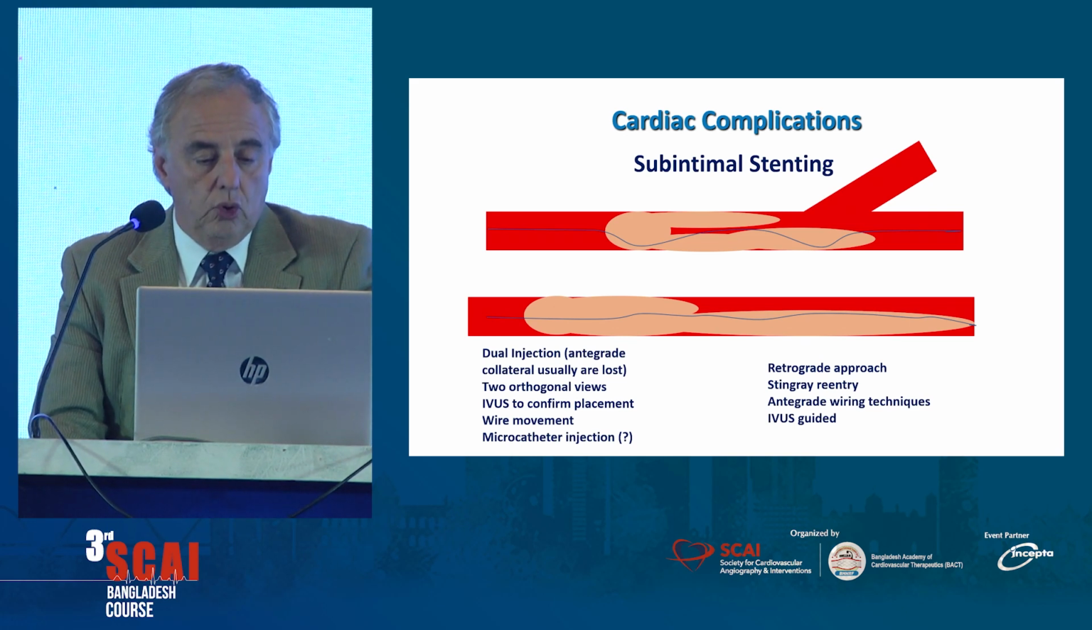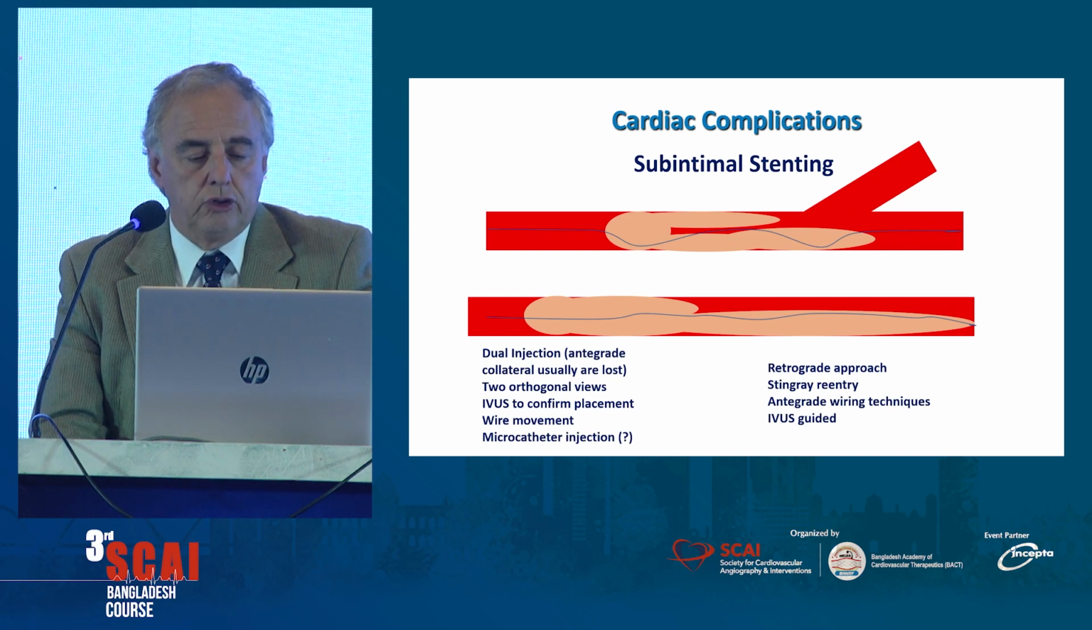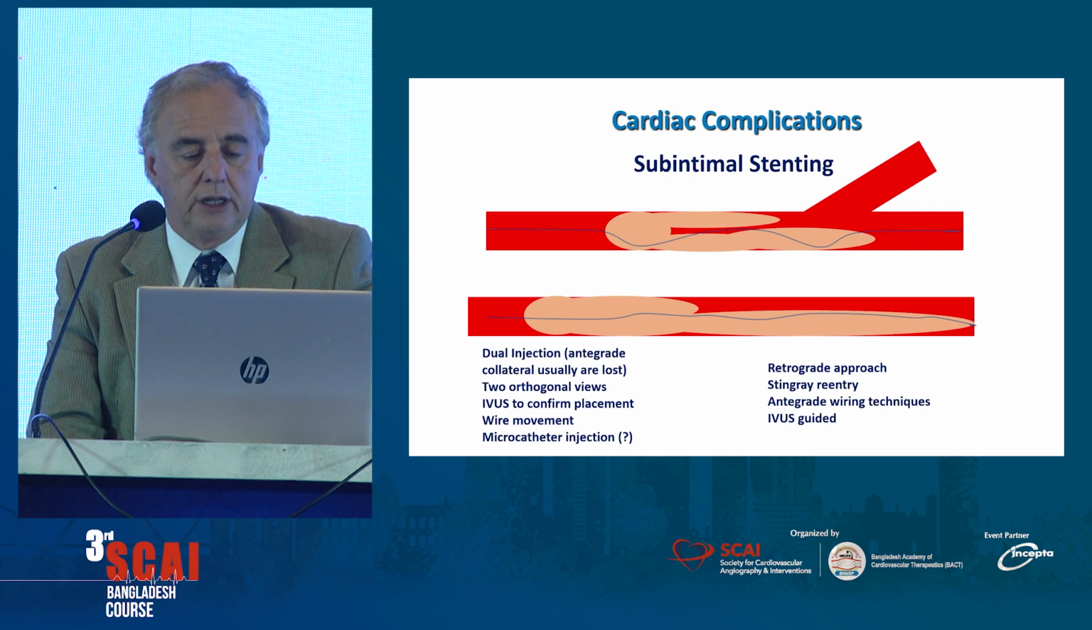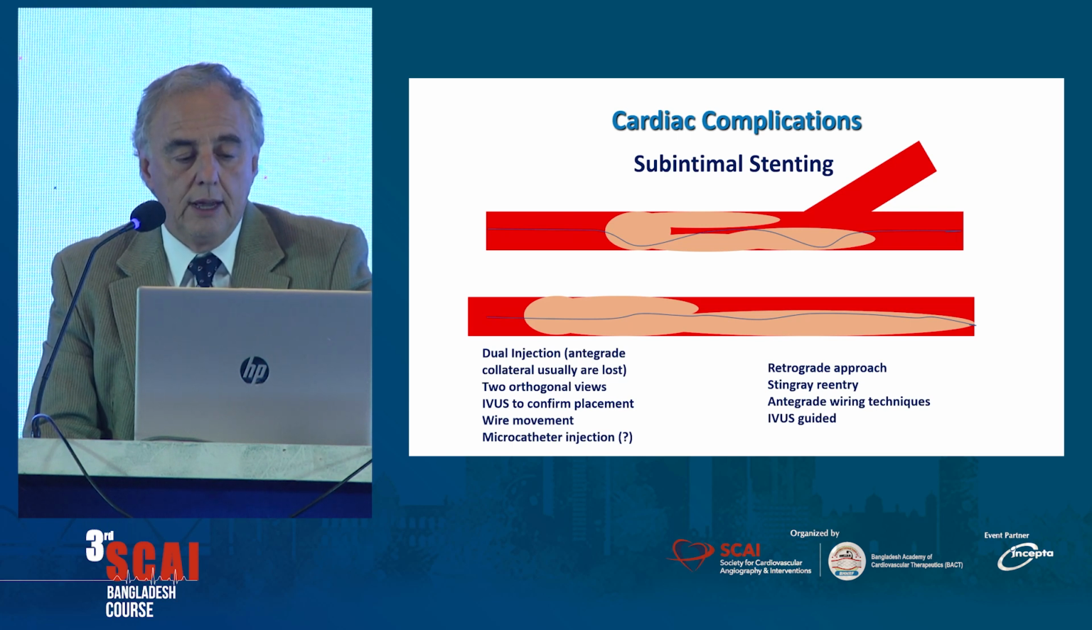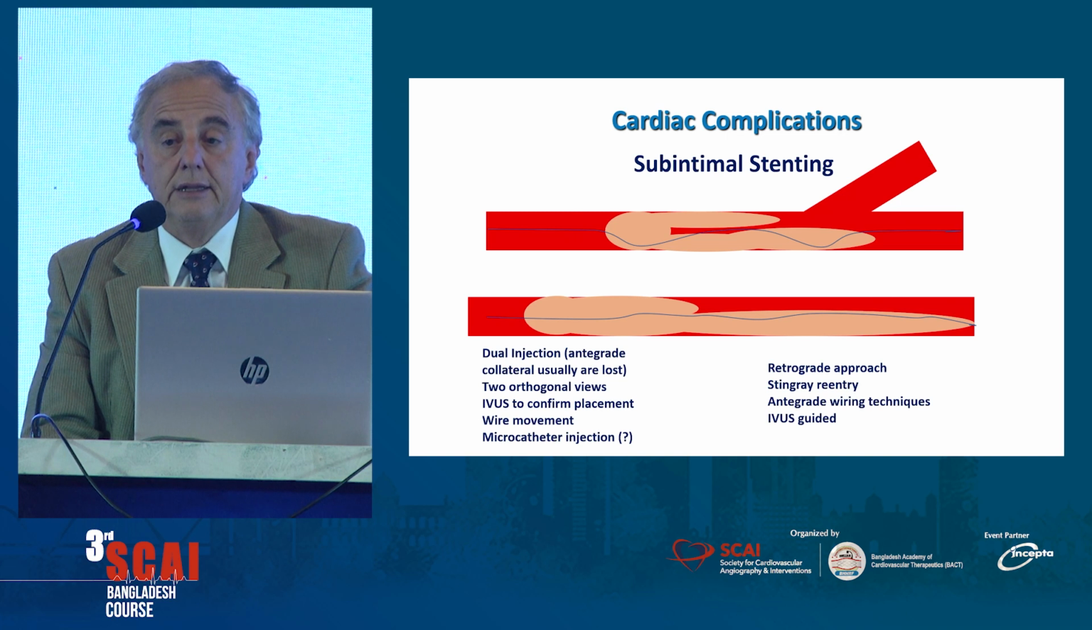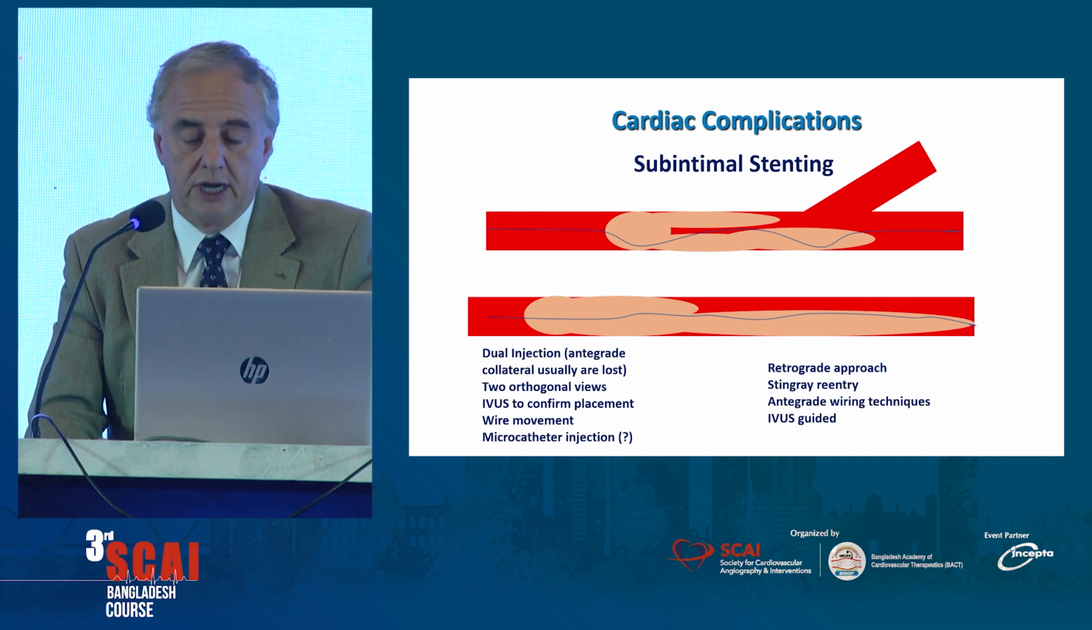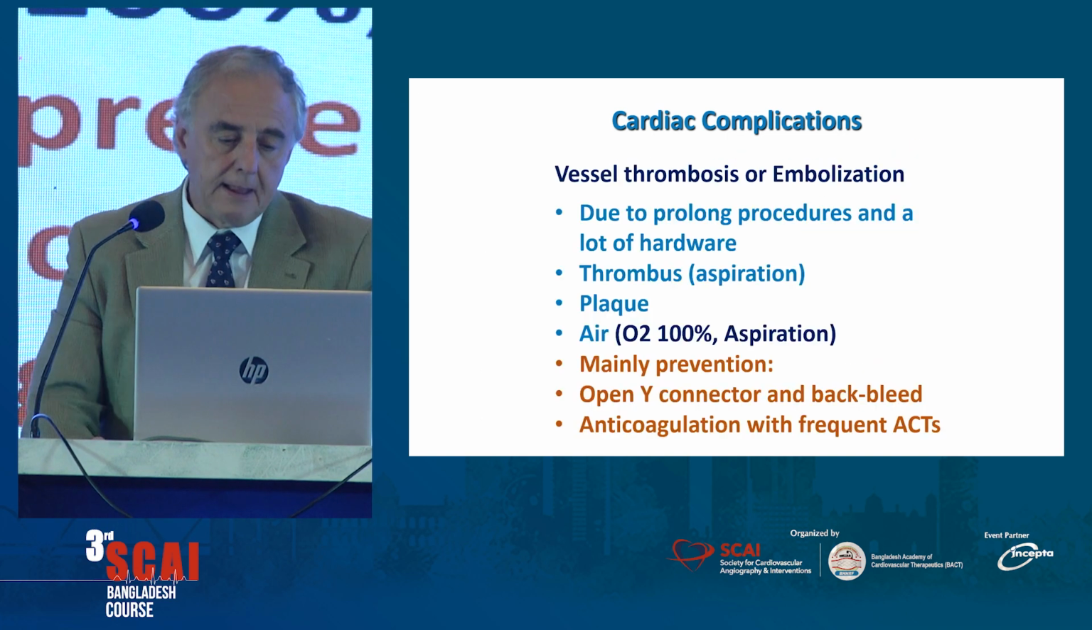So what happens is you go into the subintimal, and you may go into the true lumen, and then you go back into the subintimal, and then if there was a side branch, you will occlude this side branch. Or if you did not confirm that you were in the true lumen, you thought that you were in the true lumen and you stented, and when you stent, you stent subintimal and you collapse the distal lumen of the vessel, and it's very challenging to resolve that.